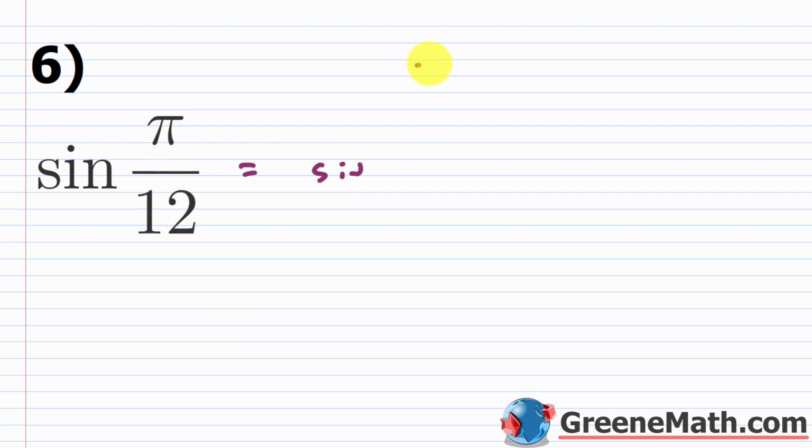So essentially what you'd have is 2 times pi over 12. This would cancel with this and give me a 6 down here. So this would just be pi over 6 and then over 2 like this. Okay, so that's all you have to do. Same thing, just working with radians.